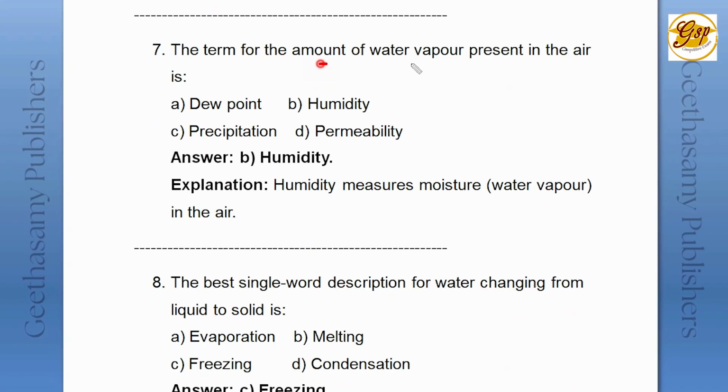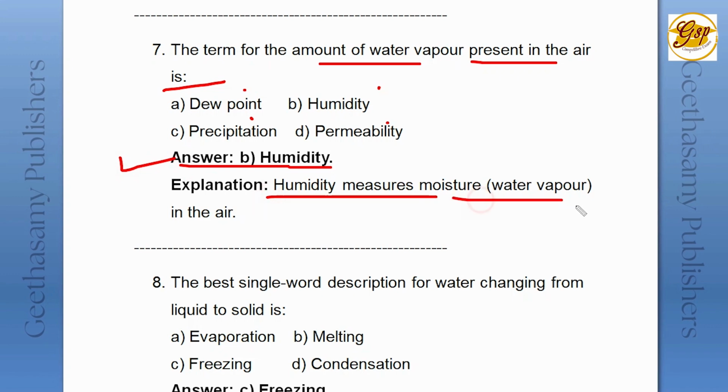The term for the amount of water vapor present in air is called: dew point, humidity, precipitation, or permeability. The correct answer is humidity. It is just a definition. So humidity measures moisture, that is, water vapor in the air.